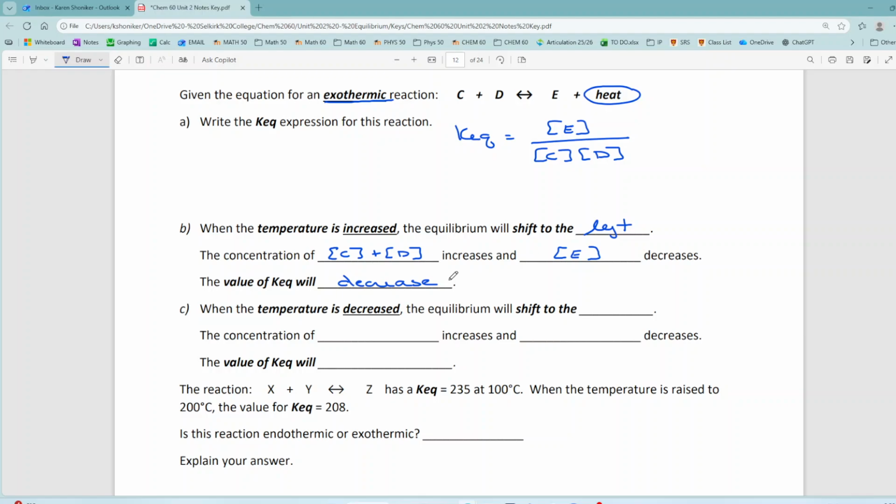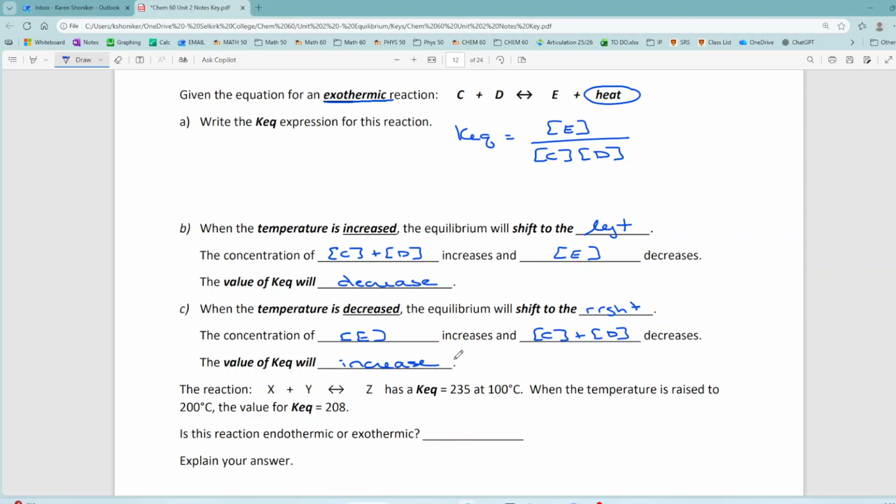Okay, what about this next one? When the temperature is decreased, the equilibrium will shift where? The equilibrium will shift to the right. So the concentration of E, which is the product, will increase. You can write either one there. And then the concentration of your reactants will decrease. If you increase the concentration of your product, your KEQ will increase.